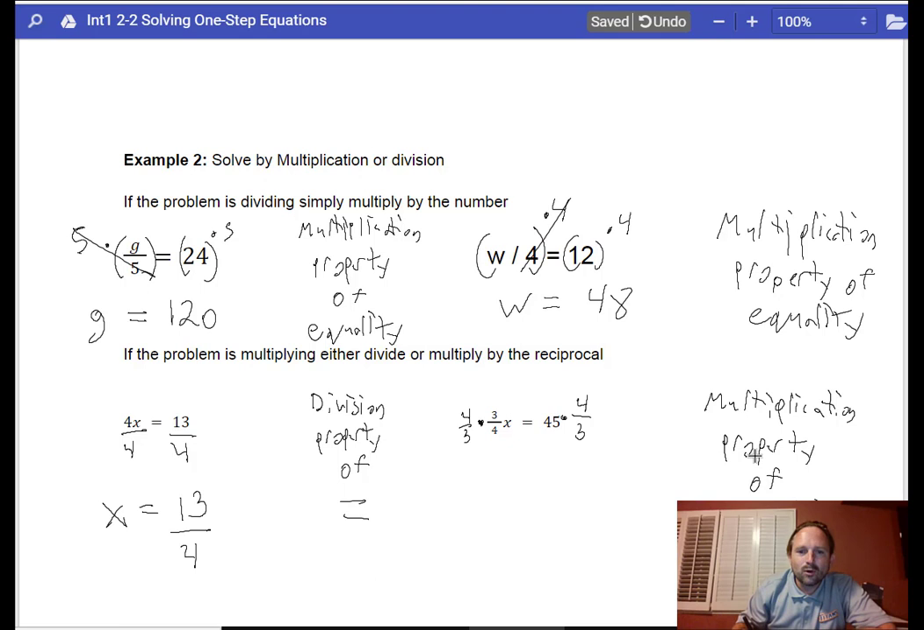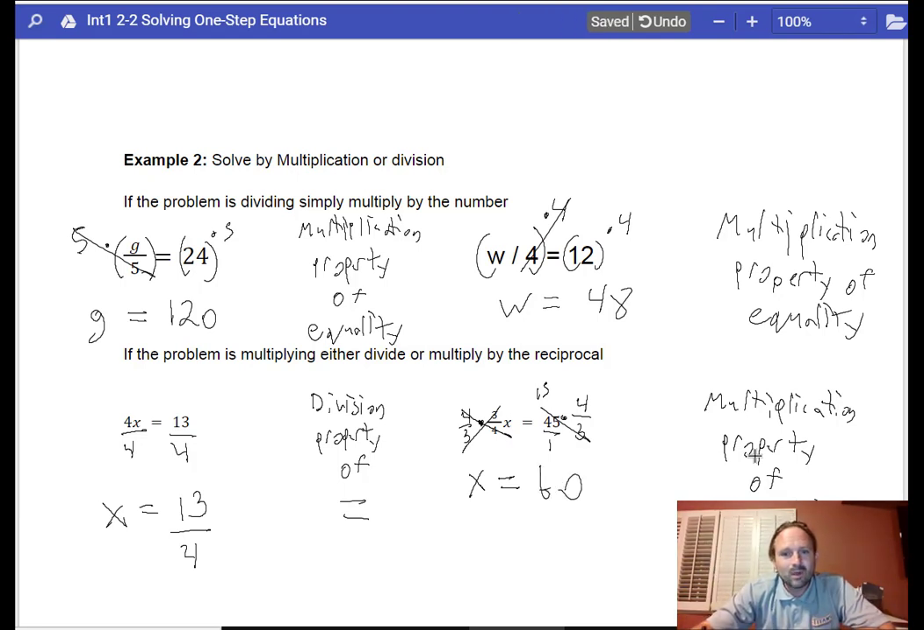So looking at this, 4 divided by 4 would cancel out, 3 divided by 3 would cancel out, and I'll be left with x on this side. Now 45 divided by 3, make it a fraction. 45 divided by 3 is 15. And then I would multiply 15 times 4. Well, 15 times 2 is 30. Times 2 again would be 60. So x is equal to 60. Now I could have divided by 3/4 on both sides as well, but I would get the same result anyways.